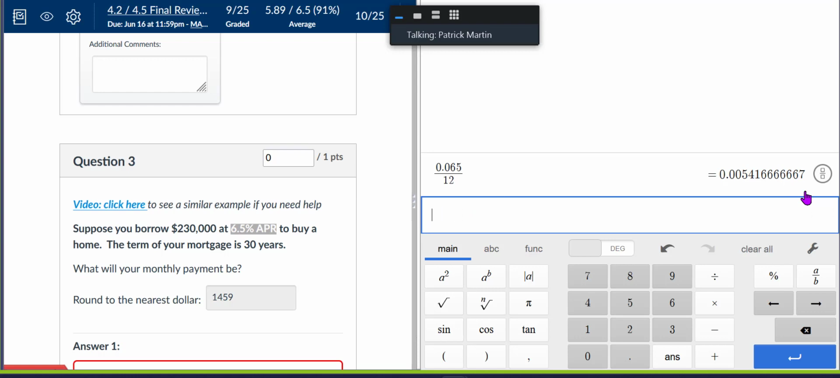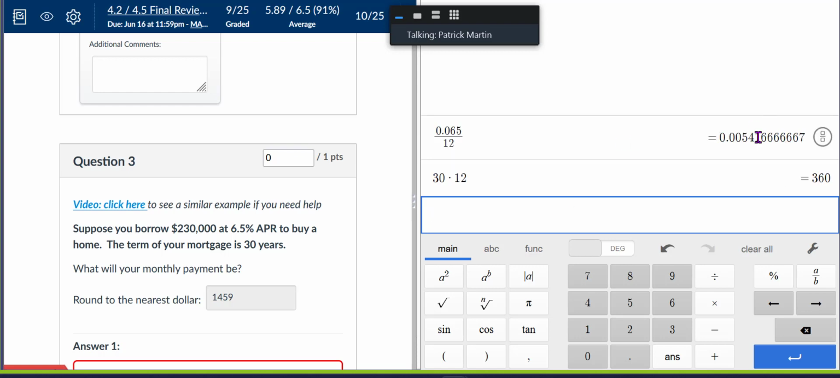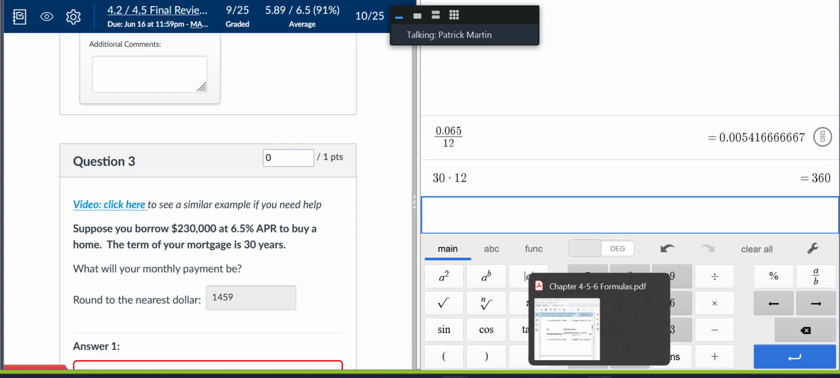So that's R. Now T is the number of payments. You're going to pay back the loan for 30 years and you're going to pay back every month. Okay, so there's 30 years times 12, 360 months in 30 years, so 360 payments, right? So T is 360. So that's our rate, that's our time, and now we can use the formula, right?